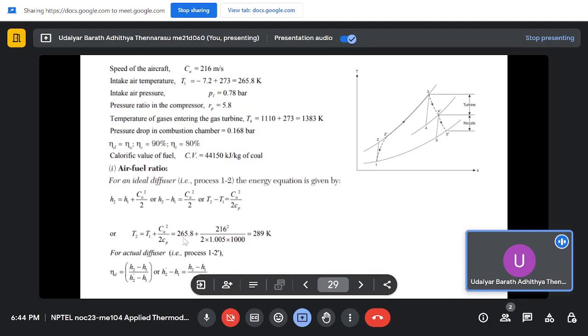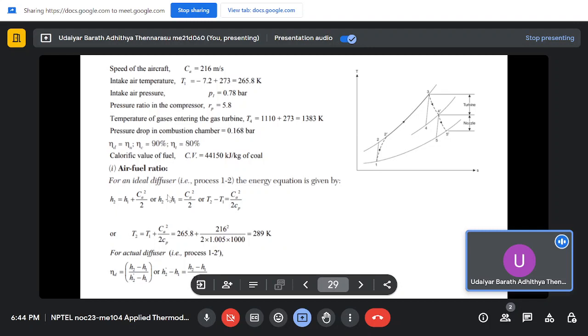So T1 is 265.8 plus the velocity is 216 meters per second, so 216 square divided by 2 into Cp, which is 1.005 for air into 1000 kilojoule per kg, so multiply by 1000. So this will give me temperature at state 2 as 289 Kelvin.